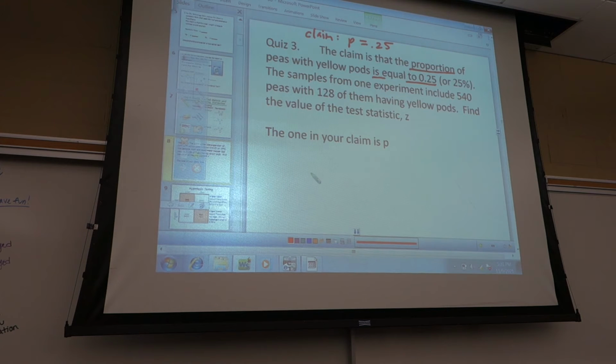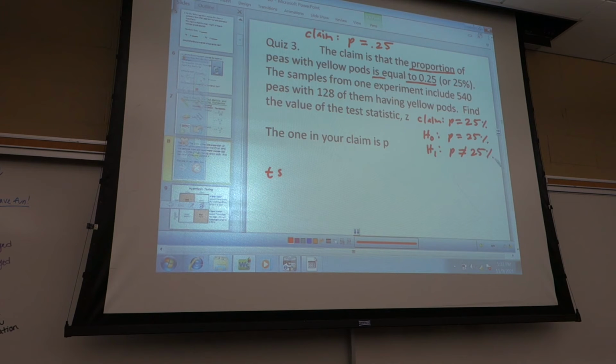So here, I need to find my test stat. I'm going to write down my claim while I'm at it, just so I get used to this sort of stuff. Maybe I'll use 25%, and I'll tell you why later. My H naught is the same thing. It's always equals. So that's p is equal to 25%. My H1 then would be what? Does not equal.